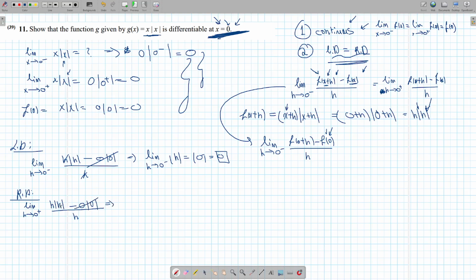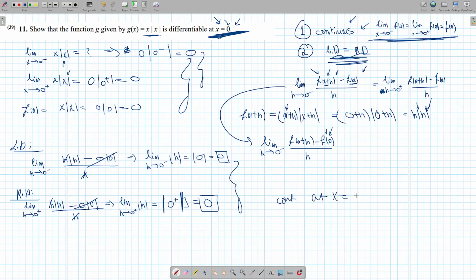So cancel, and then this with this, so you can get the limit as h approaches 0 plus of absolute value of h, which is 0. So we just proved two things. What's the first thing we proved? That it's continuous. The second thing that we proved is the left and right differentials are equal to each other. Now you can say it's continuous at x equals 0.